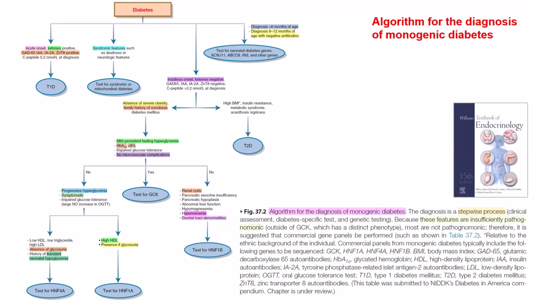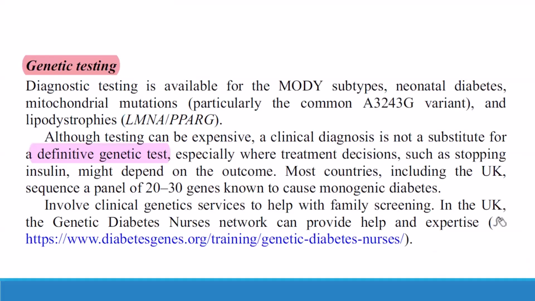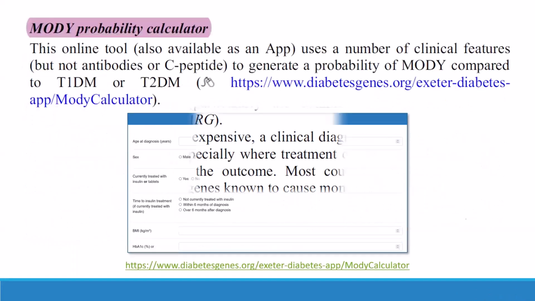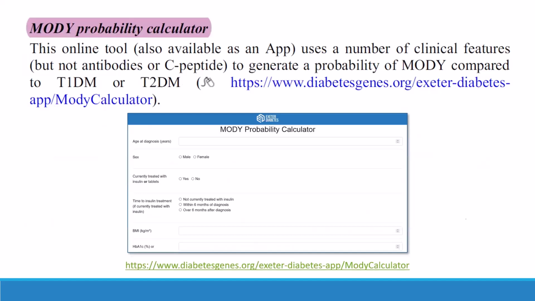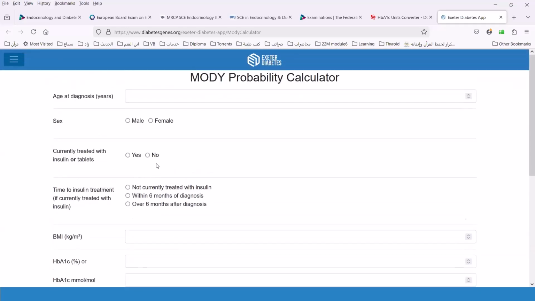Lastly, I would like to discuss genetic testing. There is diabetesgene.org, a very important organization, and we can assess neonatal diabetes by specific criteria from this website. We have another tool, a MODY probability calculator. We can use this calculator online, and on this website we can assess the probability of MODY diabetes mellitus.